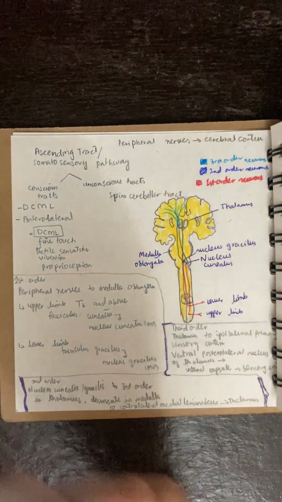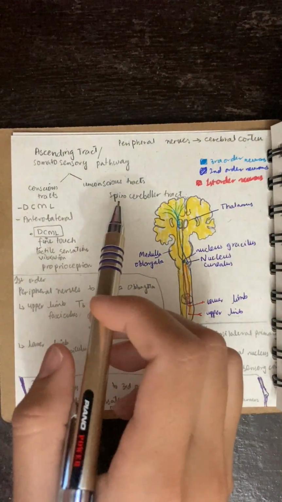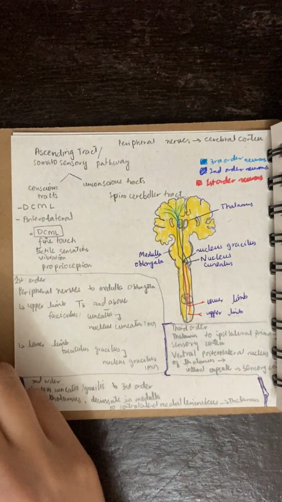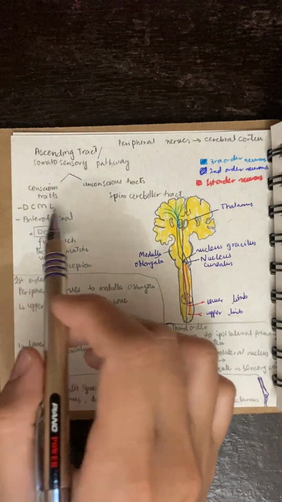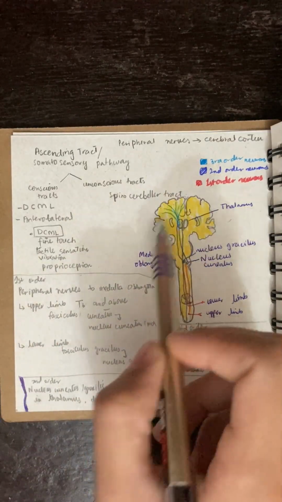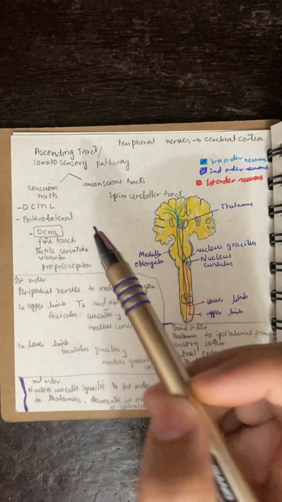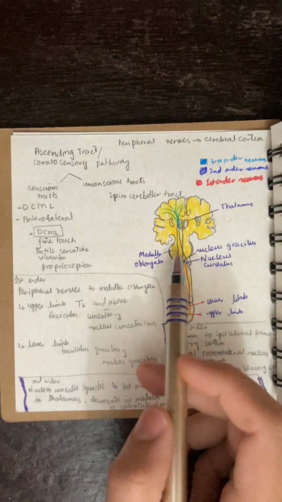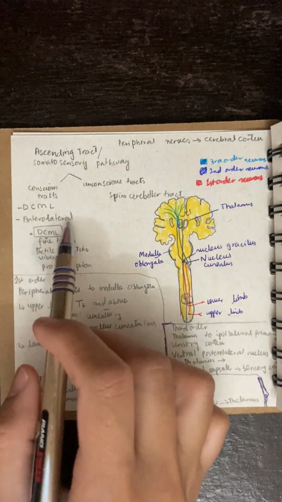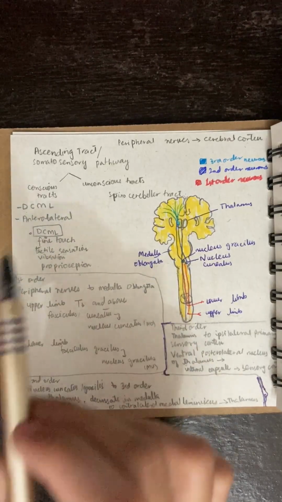Today, let's learn about the ascending tract or somatosensory pathway. This carries the information from peripheral nerves to the cerebral cortex. In this, there are two types of tracts. One is the conscious tract that goes to the cerebral cortex, and the other is the unconscious tract that goes to the cerebellum. In the conscious tract, there are two: dorsal column medial lemniscal pathway and anterolateral pathway.